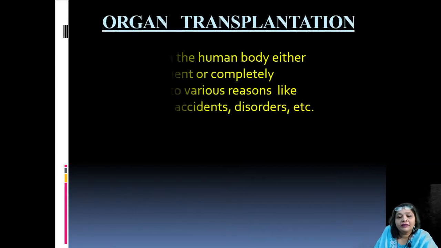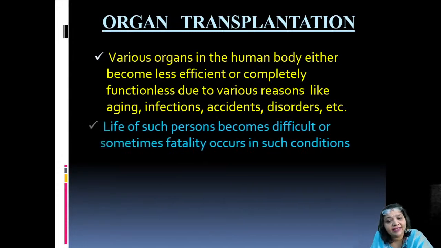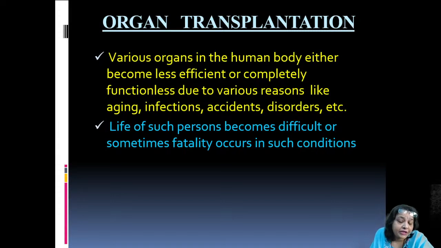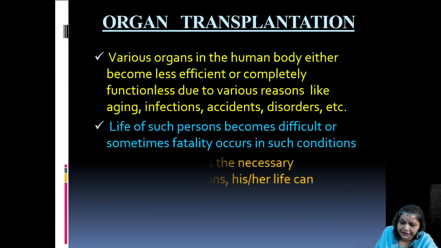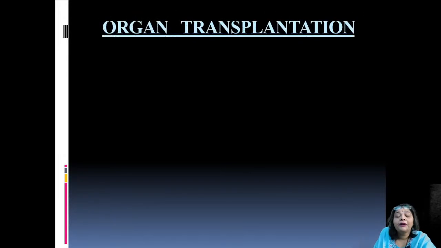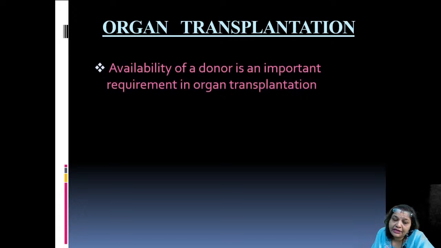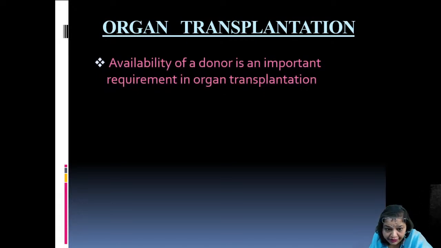Not only that, various organs in the human body either become less efficient or completely functionless due to various reasons like aging, infections, accidents, disorders, etc. Life of such persons becomes difficult, or sometimes fatality occurs in such conditions. However, if a person gets the necessary organ under such conditions, then his or her life can be saved by organ transplantation.